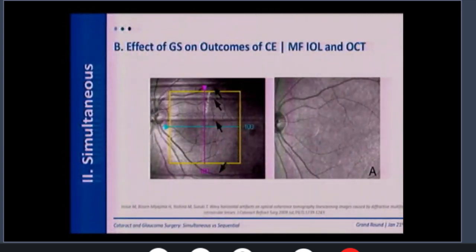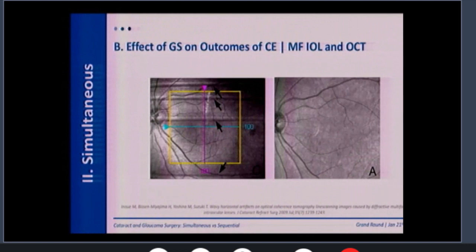A Japanese group in the JCRS journal looked at the effect of multifocal IOL on the OCT scan itself. They found that the diffractive ability of the multifocal IOL actually introduces some artifacts that might cause a problem in OCT evaluation of glaucoma patients. And this is particularly useful when you're thinking about multifocal IOLs, not just on glaucoma patients, but on patients with diabetic macular edema, AMD, or any disease that makes you want to scan the posterior pole.